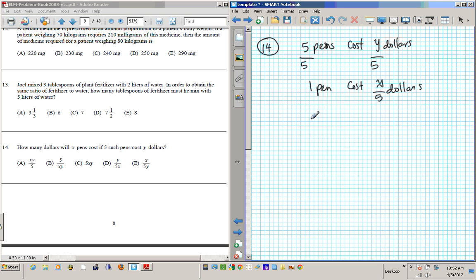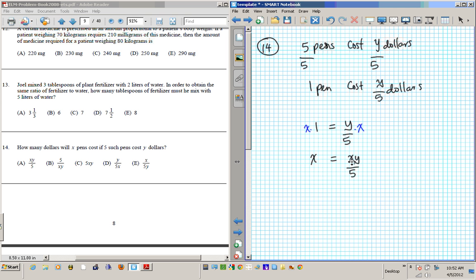Now what if I want to get X pens? To get X pens, if 1 pen costs Y over 5 dollars, to get X pens, I just simply multiply this equation by X. Okay? So if 1 equals Y over 5, then to get the cost of X, I just simply multiply both sides by X. Multiply this by X, and multiply that by X. So X pens is going to cost XY over 5, because every one costs Y over 5.